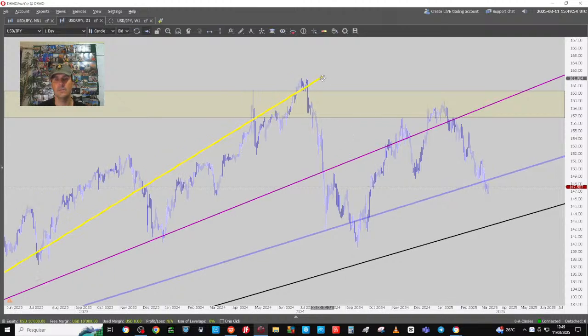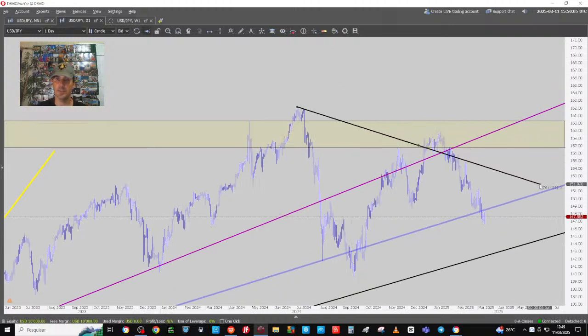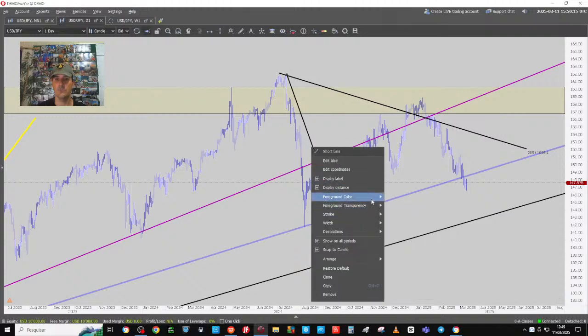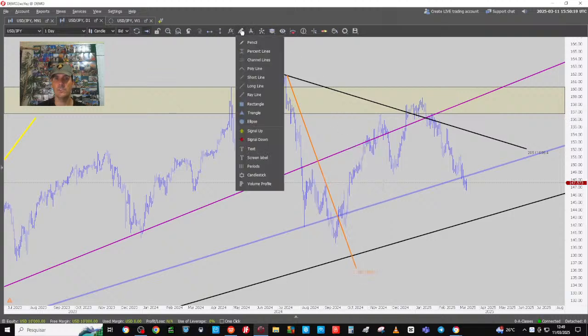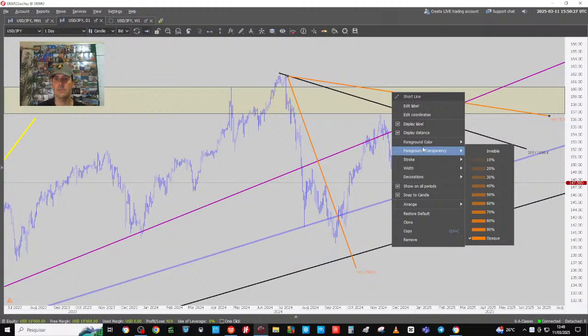Everybody, I'm going to put trend lines on the chart. Black, whoops, black. I'm going to put the orange, and I'm going to put the shorten line, and I'm going to put the yellow.